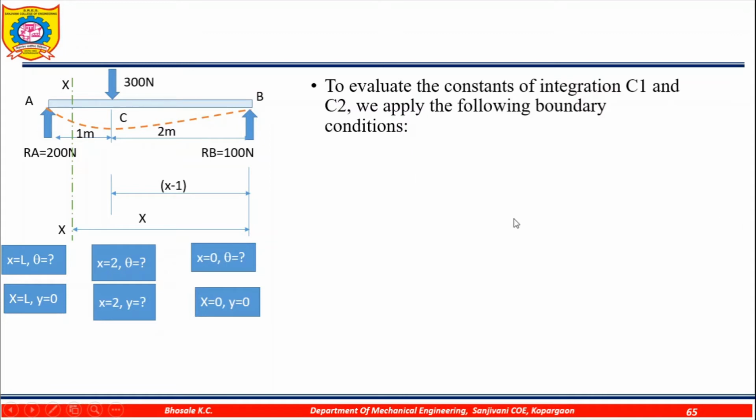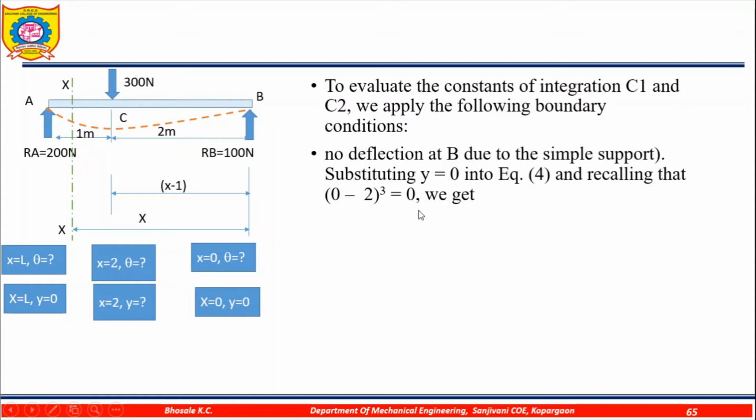To evaluate the constants of integration C1 and C2, we apply the following boundary conditions. There is no deflection at point B due to the simple support. So substituting y equal to 0 in equation 4, recall that when the value in the bracket becomes 0 or negative, we have to omit the term. Here when you put 0 minus 2, it becomes minus 2.